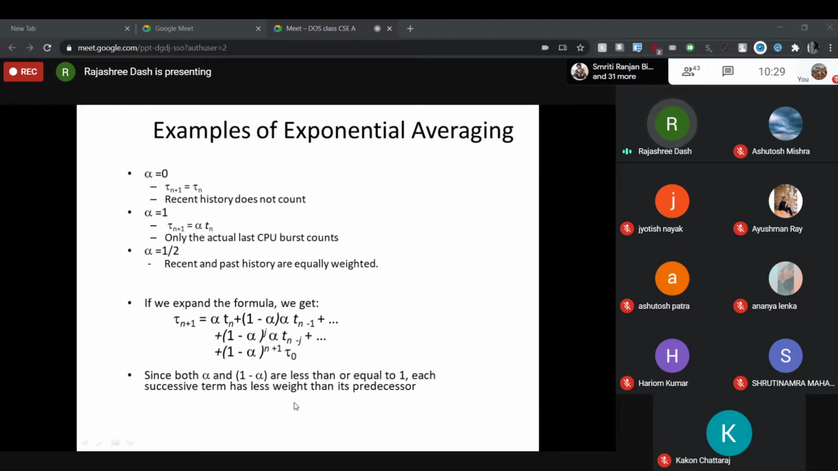Remember one thing, the limitation of SJF is that exactly knowing the length of the next CPU burst time is not possible. So it is estimated by using the exponential average of the measured lengths of previous CPU bursts. The predicted value of the next CPU burst time, that is tau n plus 1, we can find as alpha Tn plus 1 minus alpha tau n. So Tn contains the most recent information, whereas tau n stores the past history.